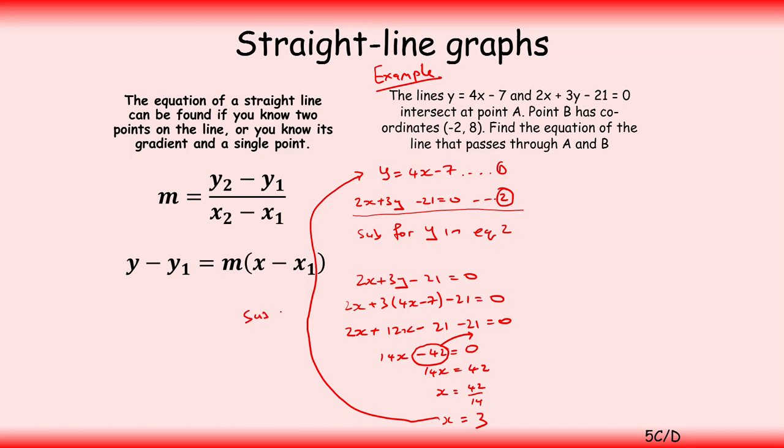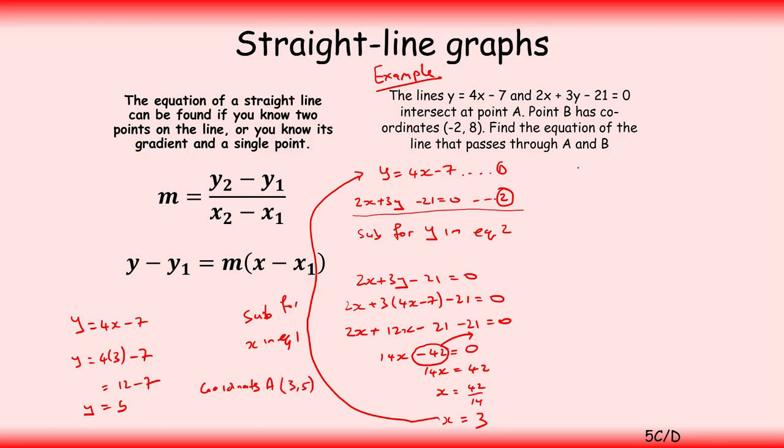So sub 3 for x in equation 1. Now y is equal to 4x minus 7. But we know x is equal to 3, so y is going to be equal to 4 times 3 minus 7, 12 minus 7, which gives us 5. Y equals 5. So coordinates of A are given by 3, 5.